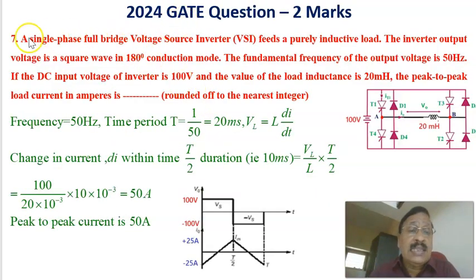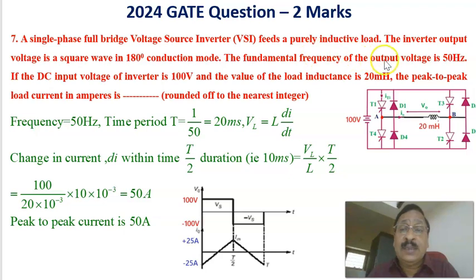Now let us see the seventh problem. That is a 2024 GATE question, 2 marks. A single phase full bridge voltage source inverter feeds a purely inductive load. This is a voltage source inverter feeding a purely inductive load. The inverter output voltage is a square waveform.